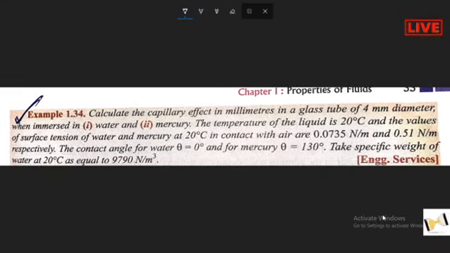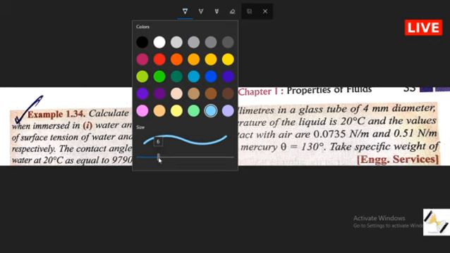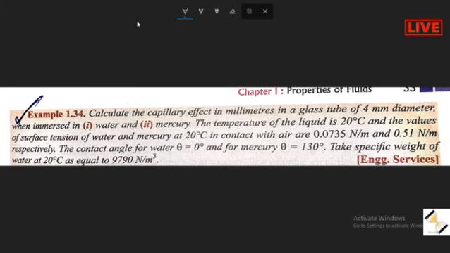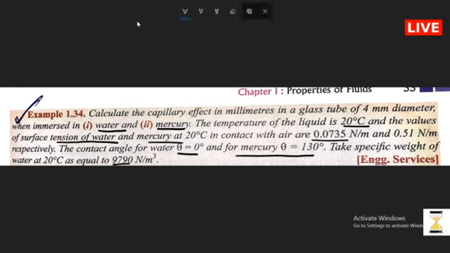So, a capillary effect in a glass tube: 4 millimeter diameter is given to you, and it is immersed in water and mercury. The temperature of the liquid is given as 20 degrees Celsius, and the values of surface tension are given: for water in contact with air 0.0735 Newton per meter, and for mercury 0.51 Newton per meter. The contact angle theta is given for water-glass and mercury. The specific weight of the water is given to us, this is 9790 Newton per meter cube.